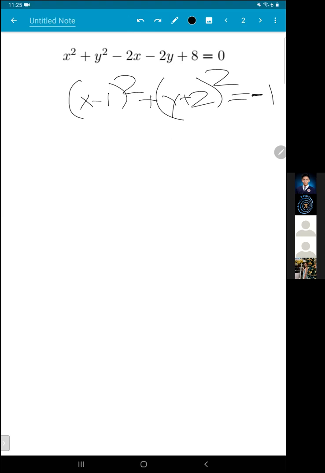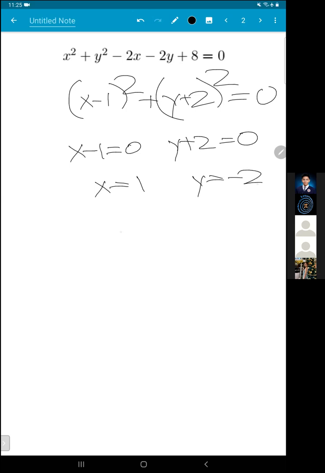Now, if it turns out that after completing the squares, you get, let's say, 0, then there is a solution, but there's just one. Only one point satisfies that equation. To make it exactly 0, both have to be 0 since they are squares. So this must be 0 and this must be 0. That means there's only one point on the graph. The single point, 1 negative. So the graph is a single point.